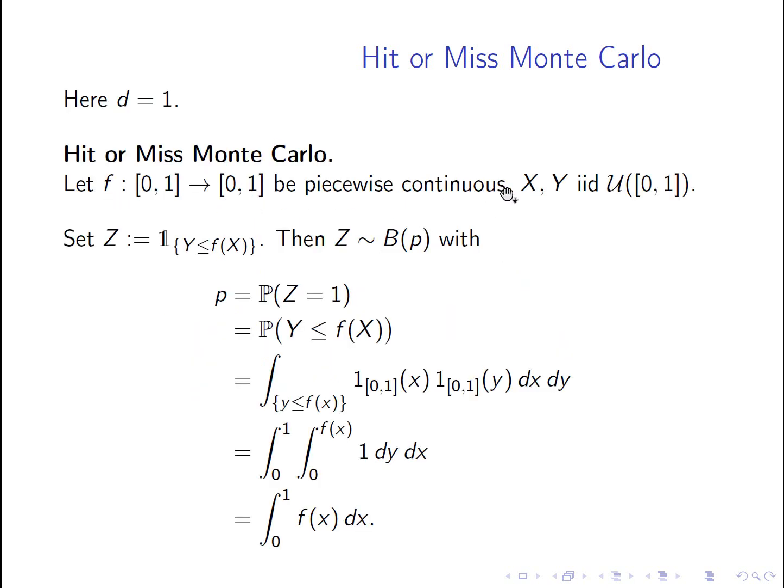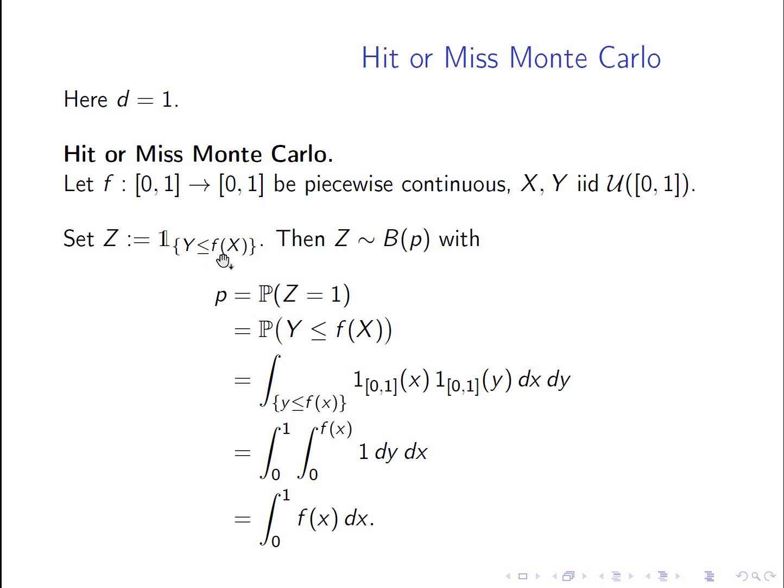So x and y are IID random variables which are uniformly distributed on [0, 1]. And for this example, I already said that f has to be in [0, 1]. The values of f have to be in [0, 1]. And for all the calculations which follow, we will also assume that f is piecewise continuous.